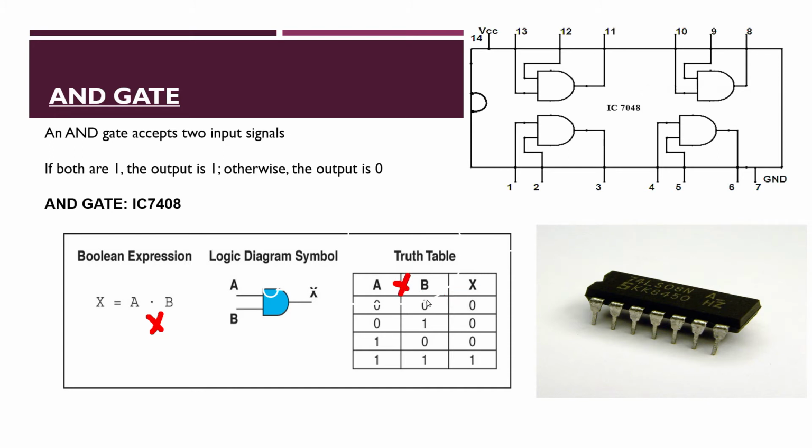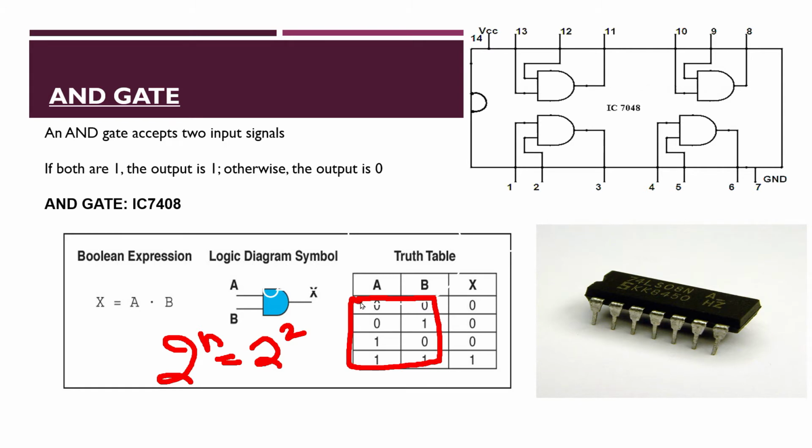So we have 4 combinations. Why do we have 4 combinations? Because you have 2 inputs. 2 power n will be the number of combinations, where n is the number of inputs. Here n is equal to 2, so 2 power 2 is equal to 4. That's why we have 4 combinations over here: 0 0, 0 1, 1 0, and 1 1.